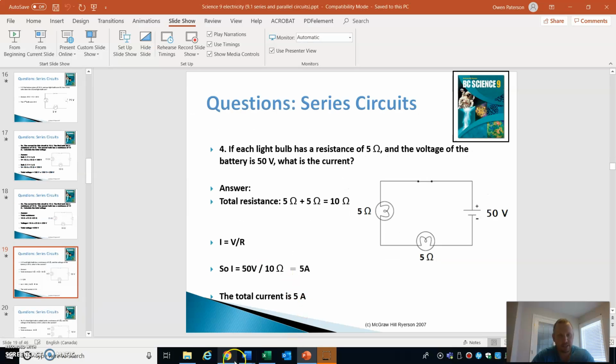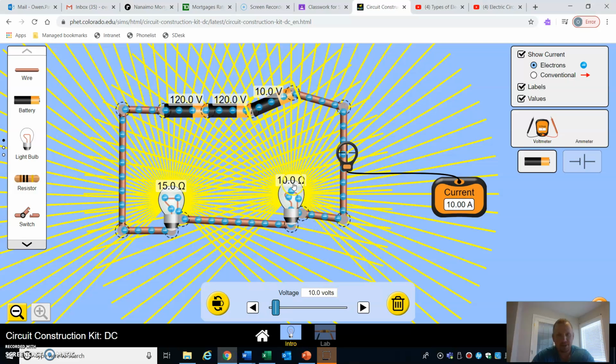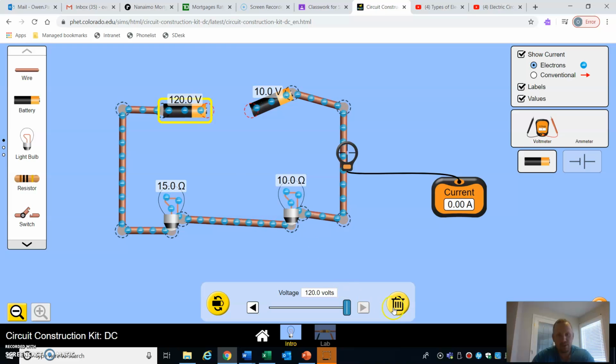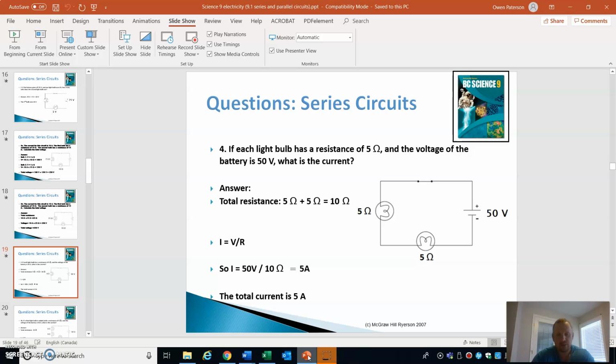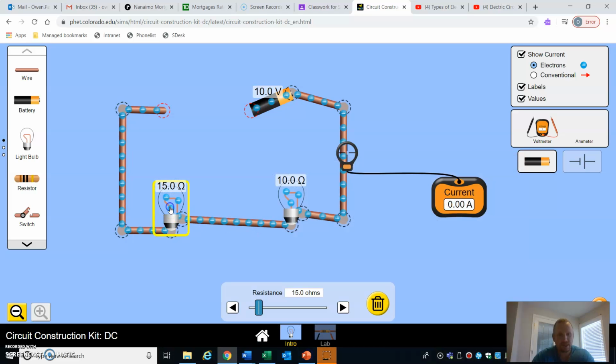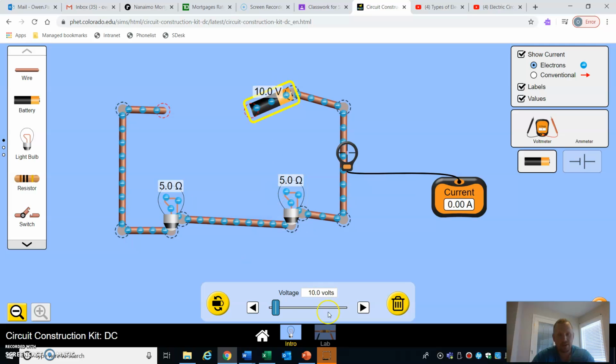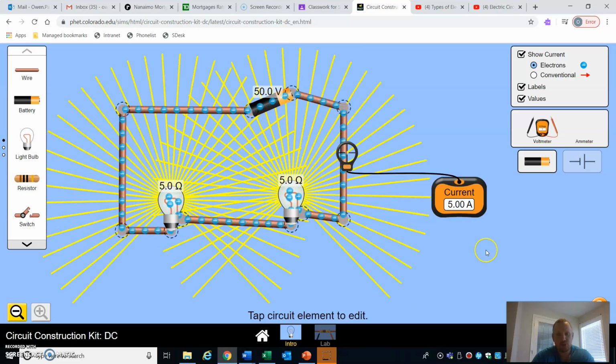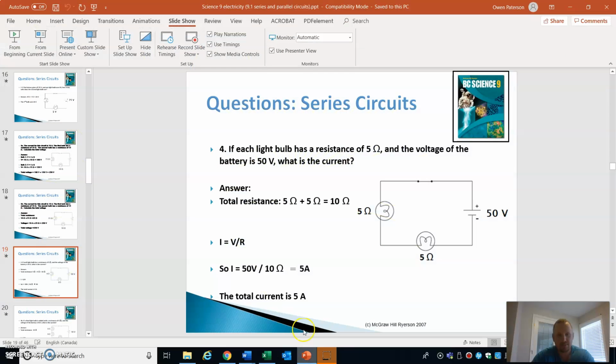And we are just going to test that out right here. We'll get rid of this. Get rid of these two. We see that there's 50 volts, and each of these is 5 ohms. Change the battery to 50 volts. And we'll check the current is 5 amps. And that's what we got.